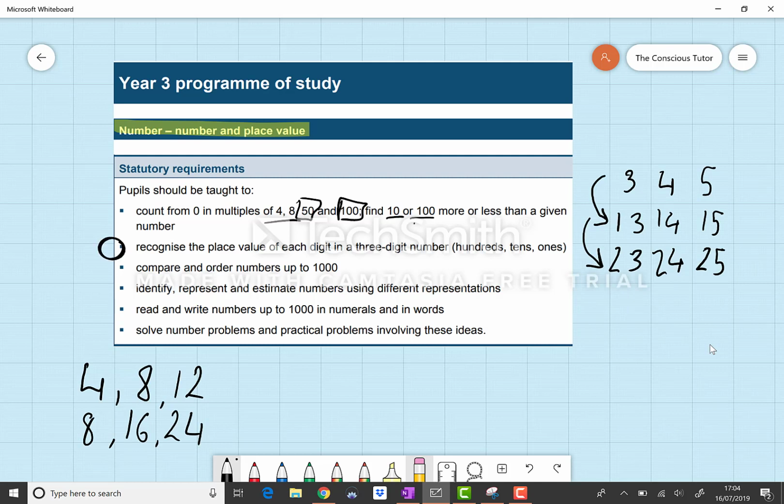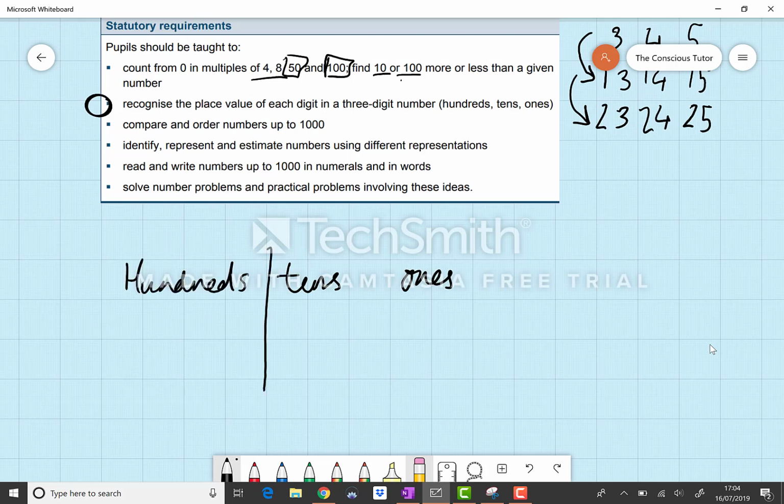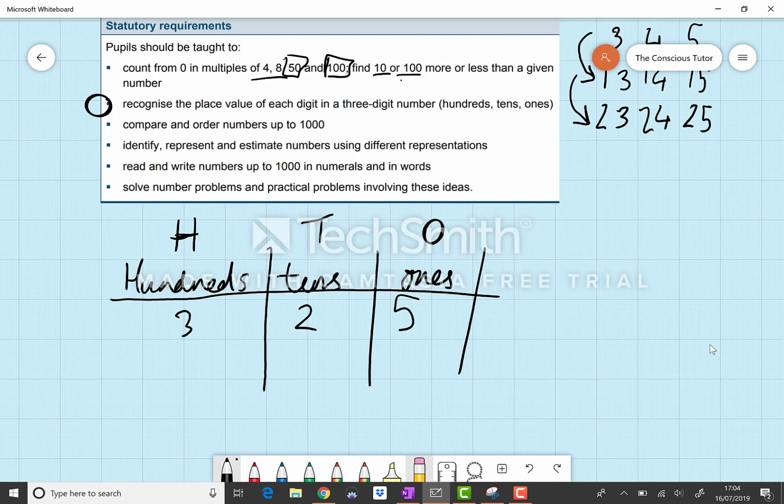The next objective is to be able to recognize the place value of a 3-digit number. So that's knowing that in a 3-digit number we have hundreds, tens, and ones. So ones, tens, and hundreds, usually represented by the letters H, T, and O. So for example, the number 325 would be partitioned like this. That represents 300, add 20, add 5.